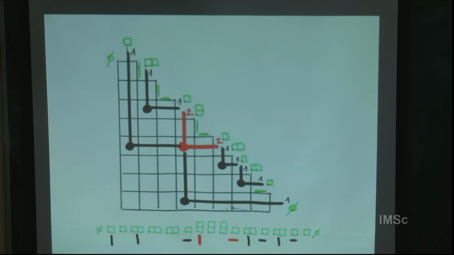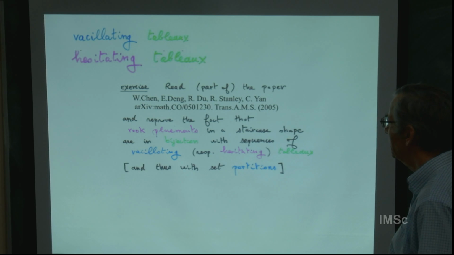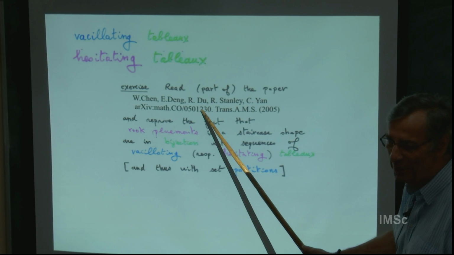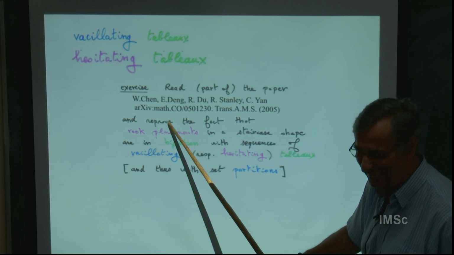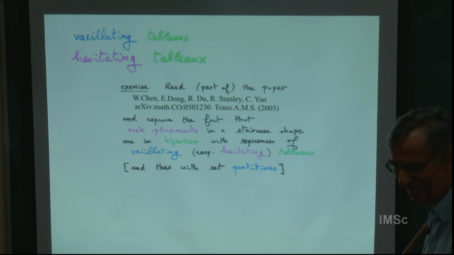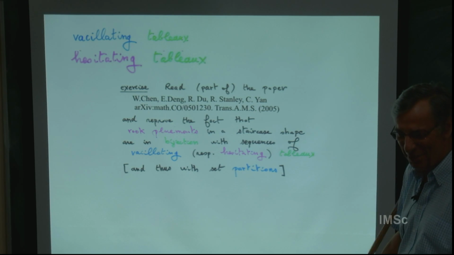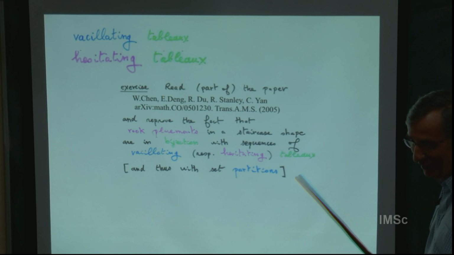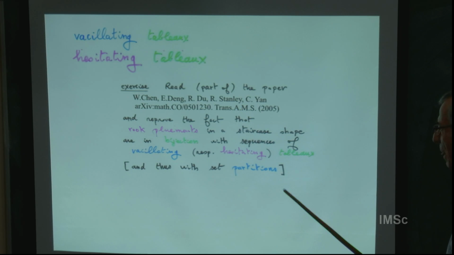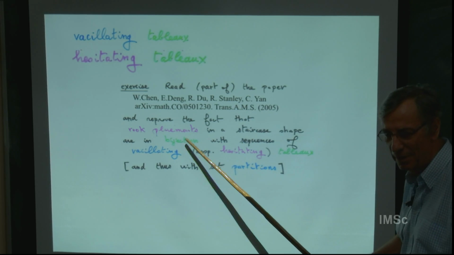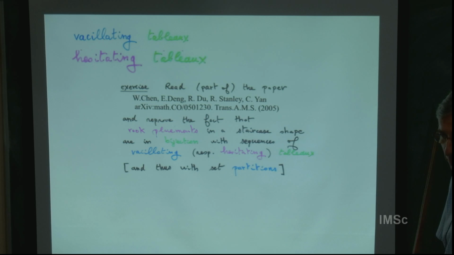So I propose you the following exercise. First, read this paper. Read only what you need. Well, it's a good exercise if you want to do research. Instead of reading the whole thing, extract the information you need, because they prove in this paper that rook placements are in bijection with sequences of vacillating tableau.